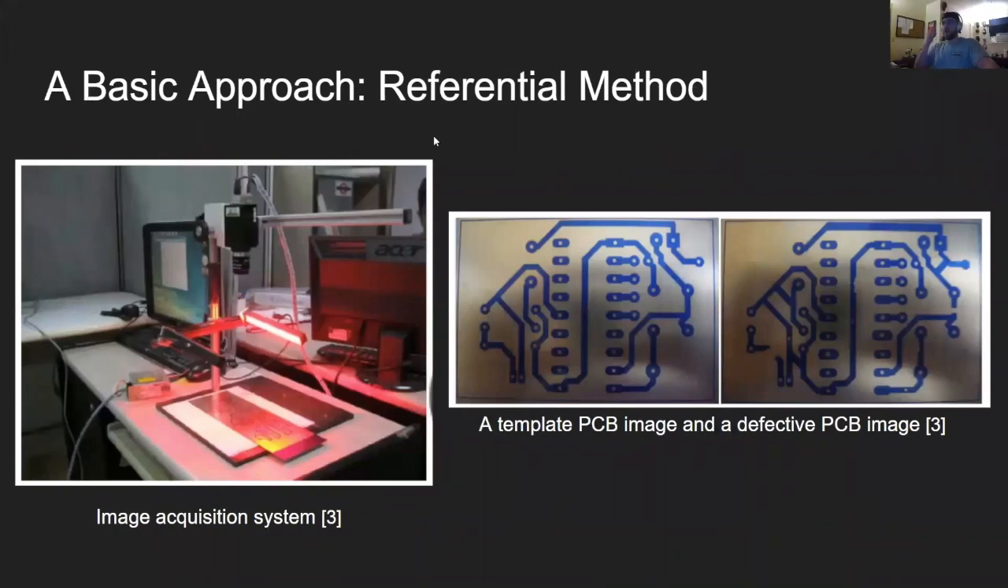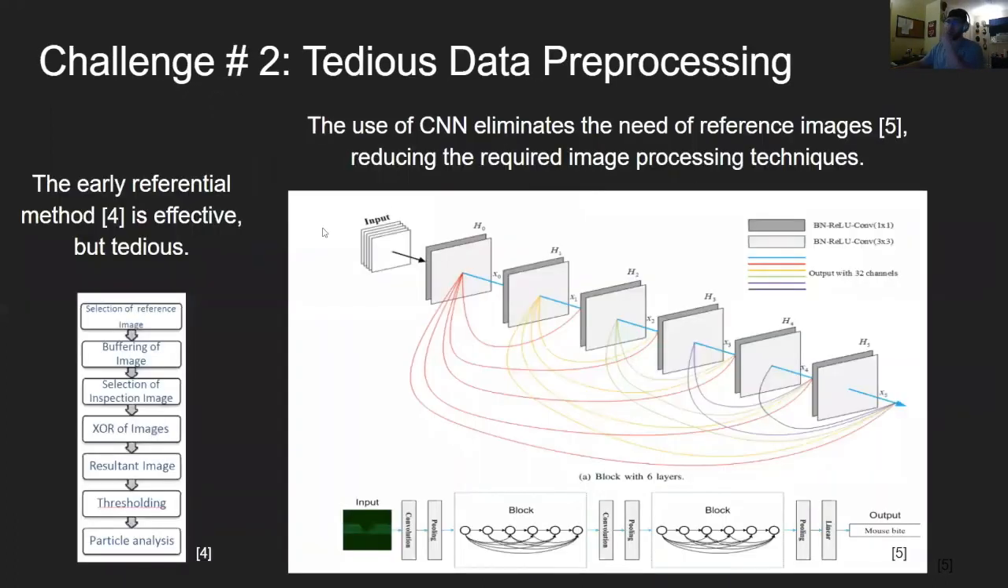Jumping into the first model that we looked at in detail for our research, it was called the referential method. We can see in the picture on the right here, we have two side-by-side images of PCBs. Essentially what we would be doing is placing the image on an apparatus, taking pictures of them, and then using that to train the model. Essentially, we take a subtraction of one image minus the next, and then we end up with the resulting image. We take that resulting image, feed it to the neural network, or some sort of machine learning model, and that's how we would determine what kind of defect it was.